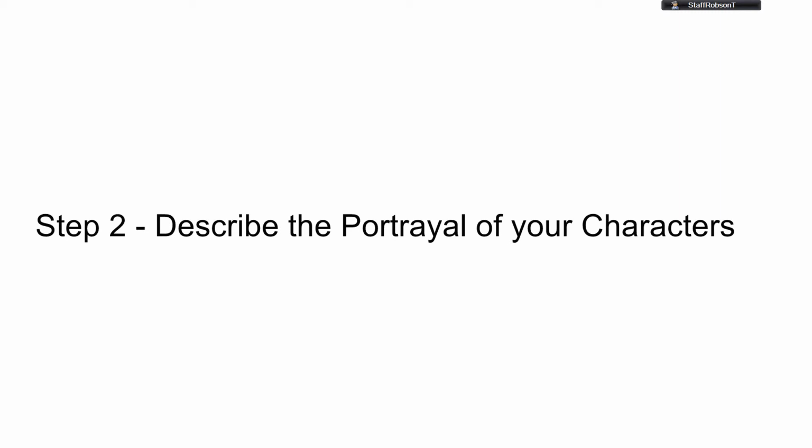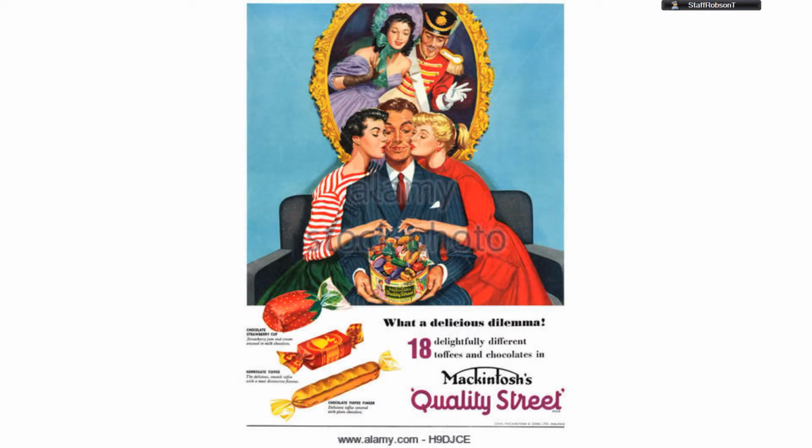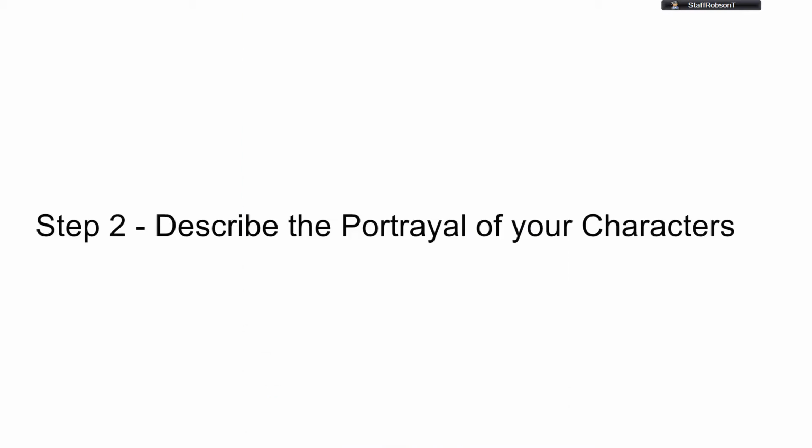So when jumping back to Quality Street, we could say, for example, looking at the issue of gender, that the male is clearly dominant because he is the centre figure and looks in charge and in control, and the women are actually subordinate to him because they're either side of him, they're clearly drawn to be behind him as well.